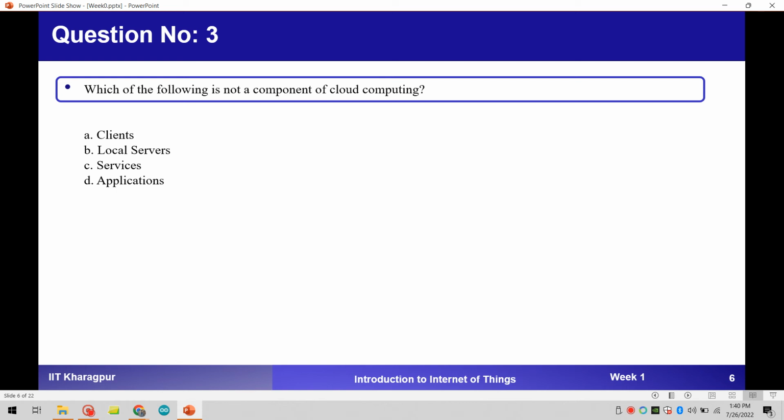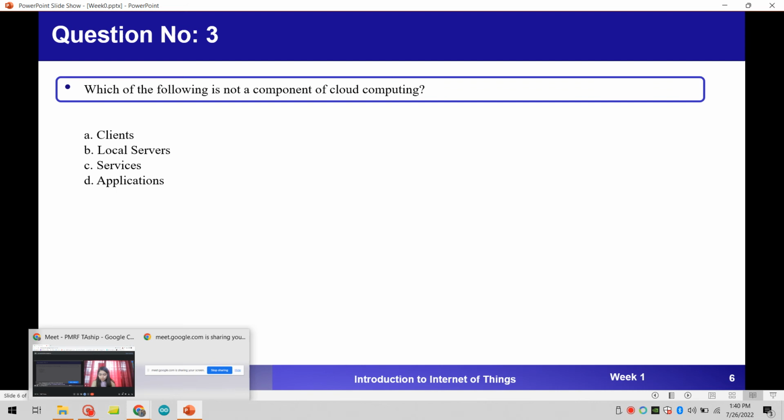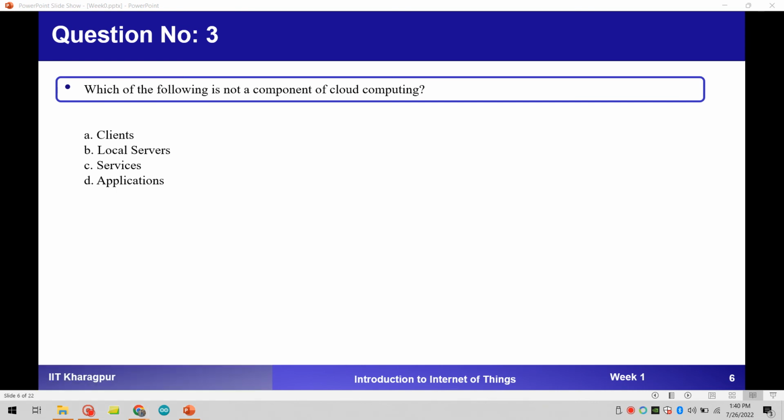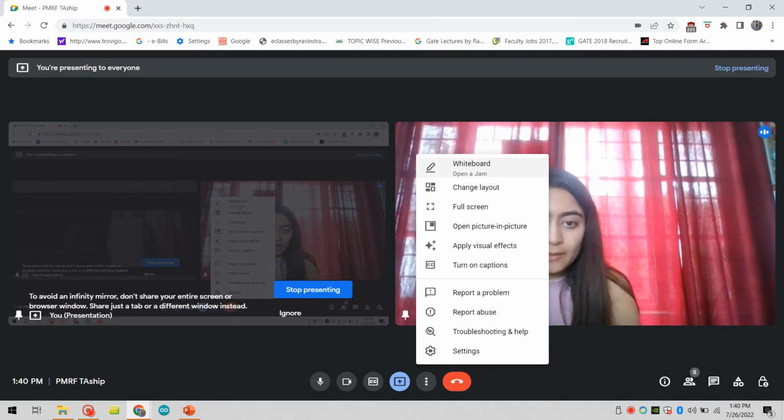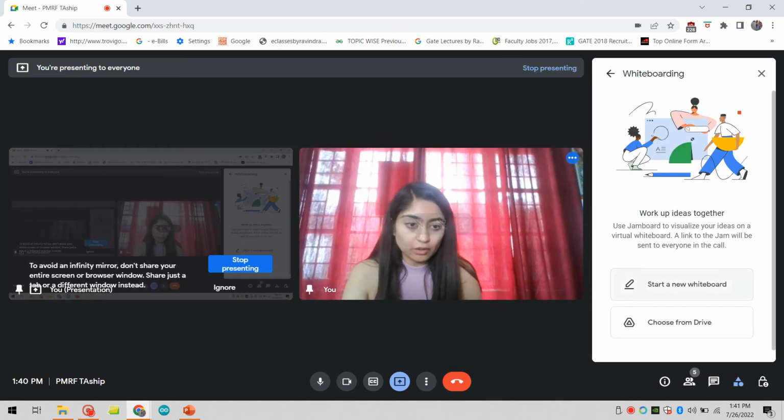Cloud computing is a computing paradigm that delivers computing services such as software, networking, databases, storage over the internet. Now I'll show you the basic architecture of your cloud computing. I'm opening my whiteboard in order to show you.